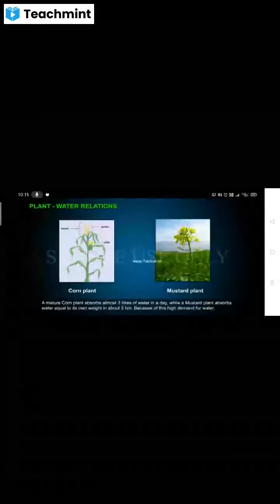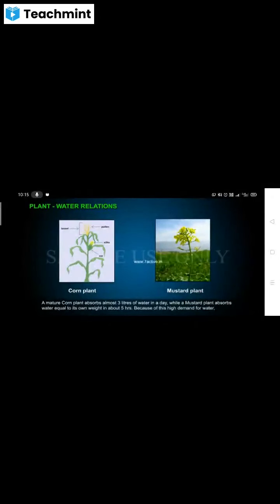If we see the corn plant, in almost one day it requires 3 liters of water. While if you consider mustard, it requires water equal to its weight.